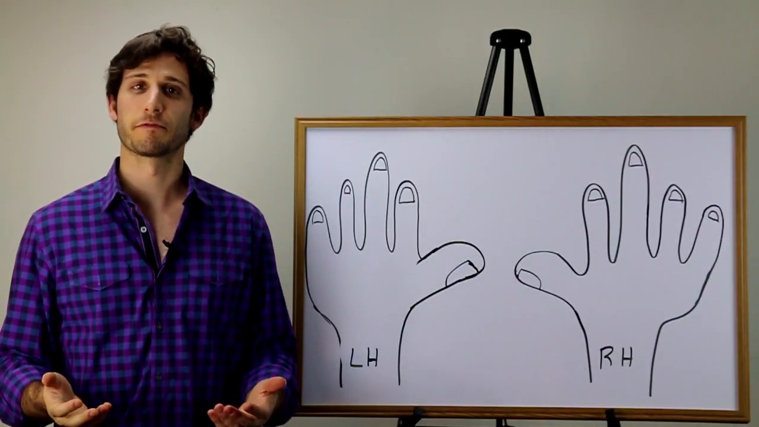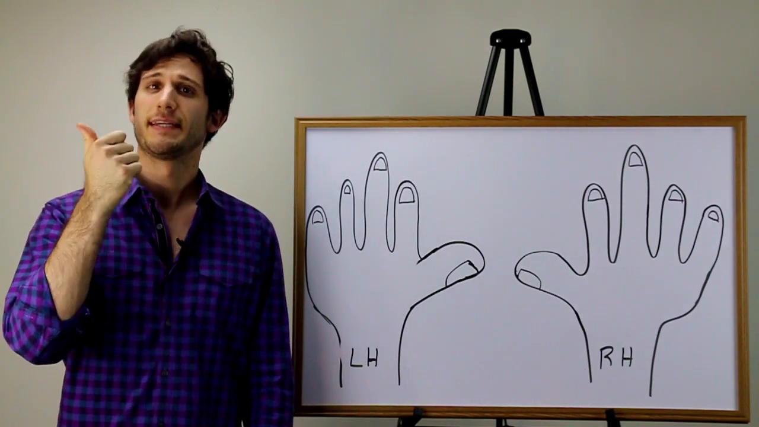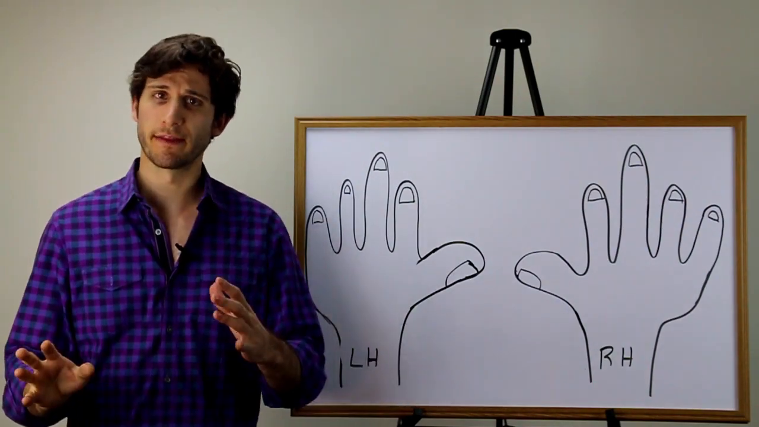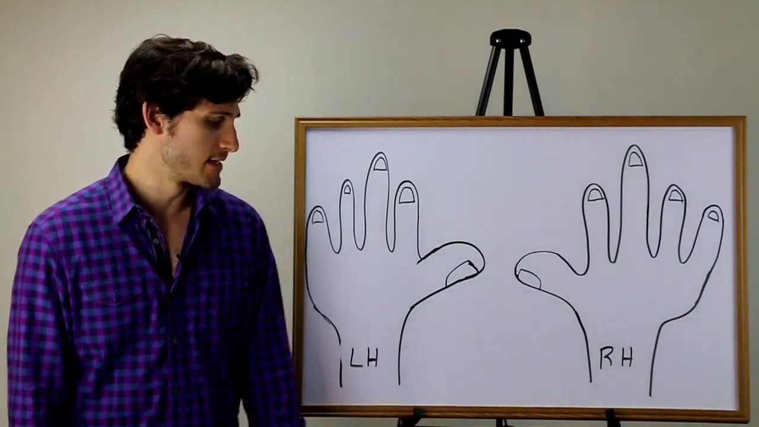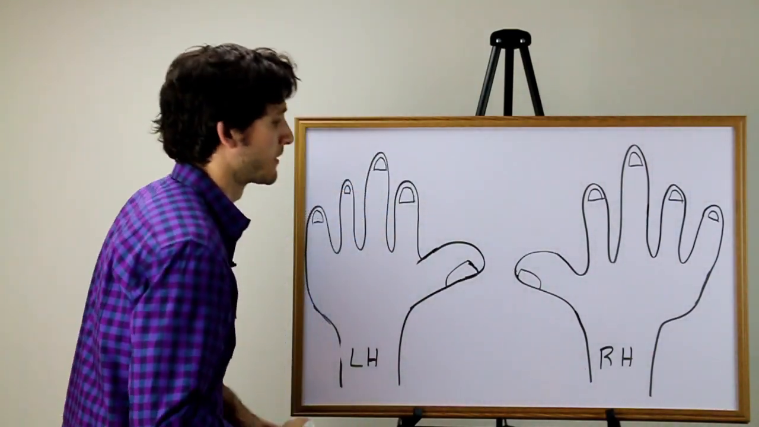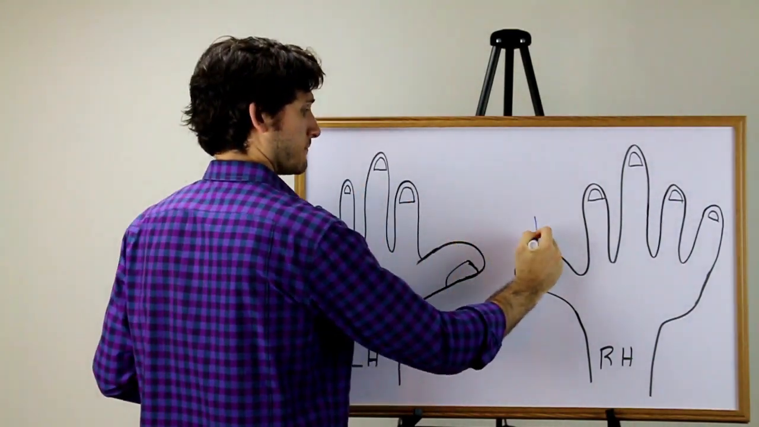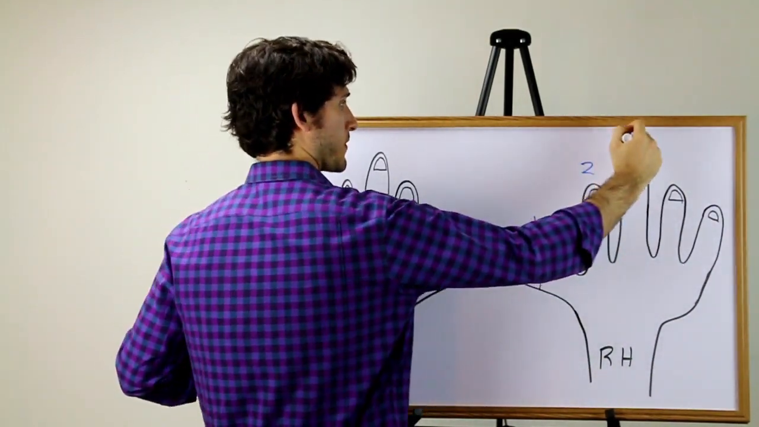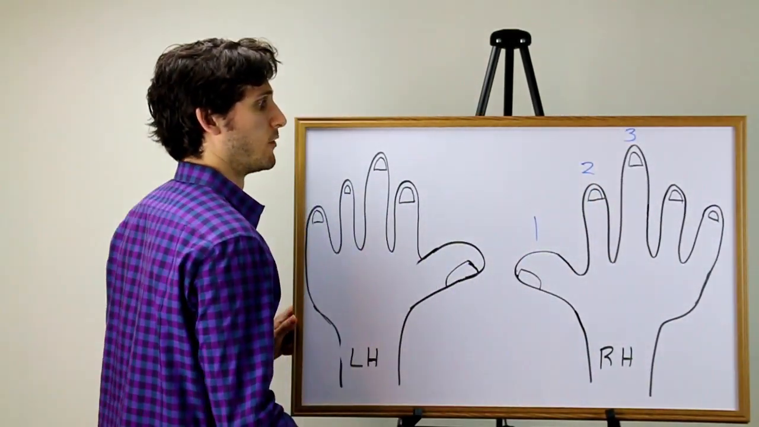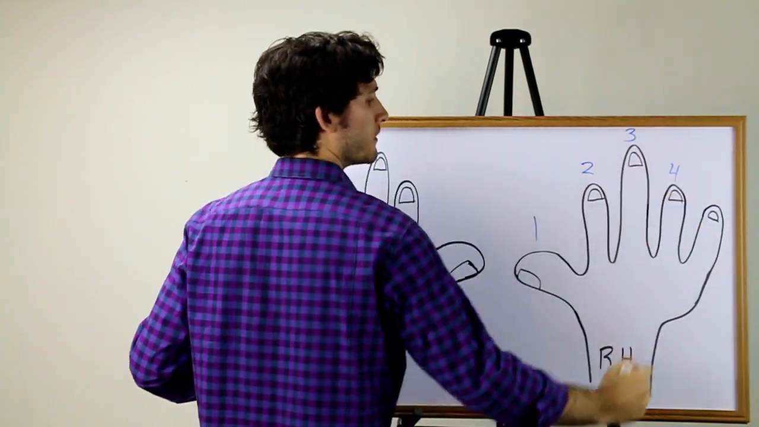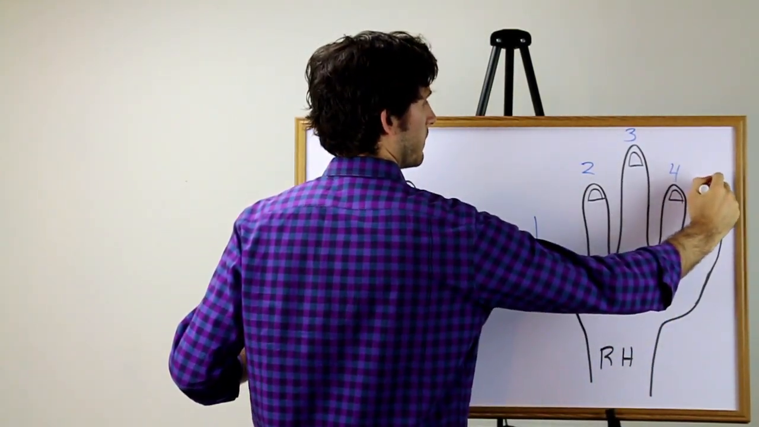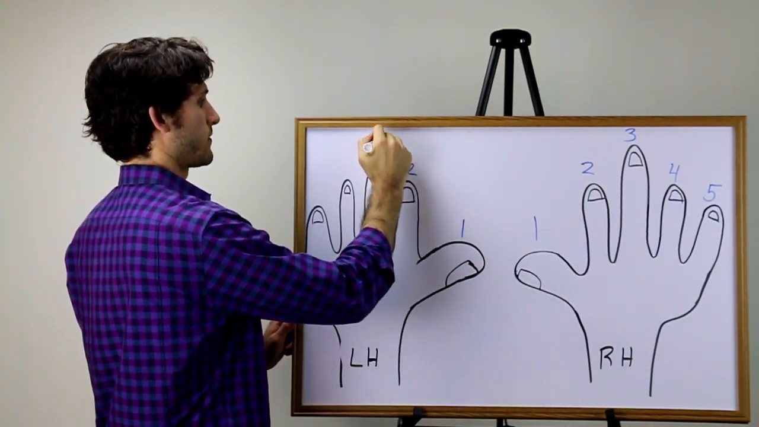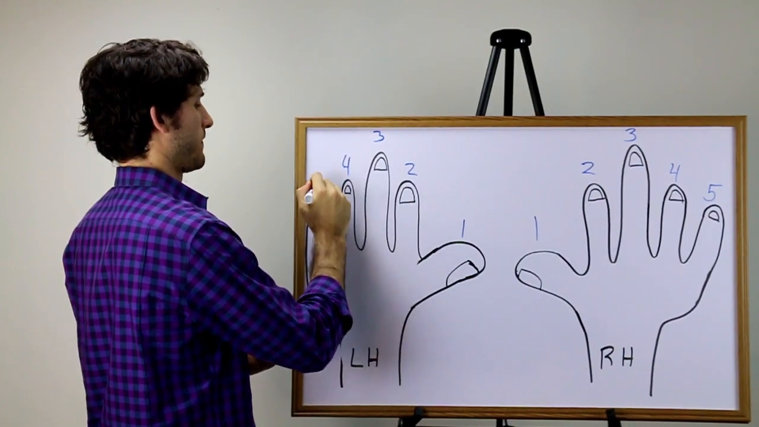It's fine to call your fingers by their English names, thumb, index, middle, ring, pinky. But there's a shorthand that piano players use all the time. It's a simple number system. Thumb is 1, index is 2, middle is 3, ring is 4, and pinky is 5. And of course the same for the left hand. Thumb is 1, index is 2, middle is 3, ring is 4, pinky is 5.